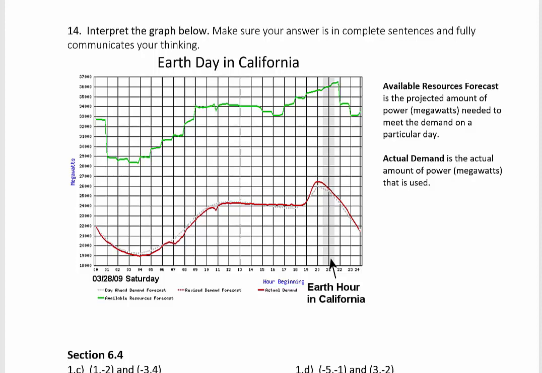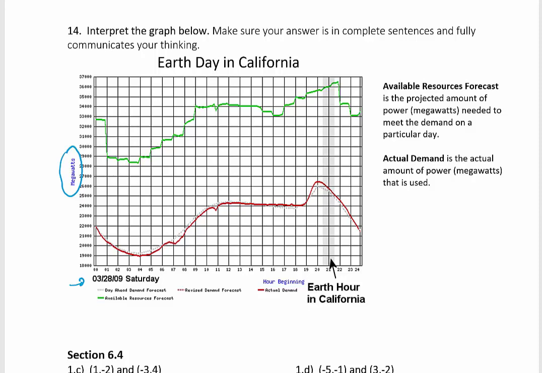All right, now let's look at what's going on here with our graph. So over here we have megawatts. So that's like electricity used. And then here are times down here. This is 3/28 of 2009. And so these are the times of the day. And it looks like you can see we're going on kind of military time here, 0 to 24 hours. So this would be at midnight, and this is the following day at midnight.